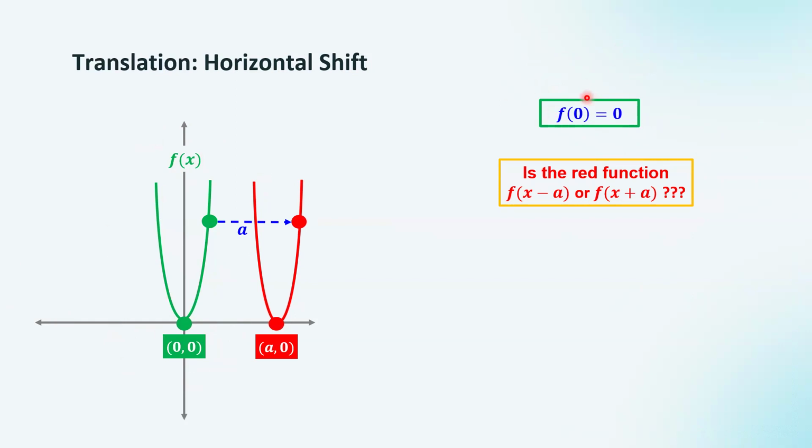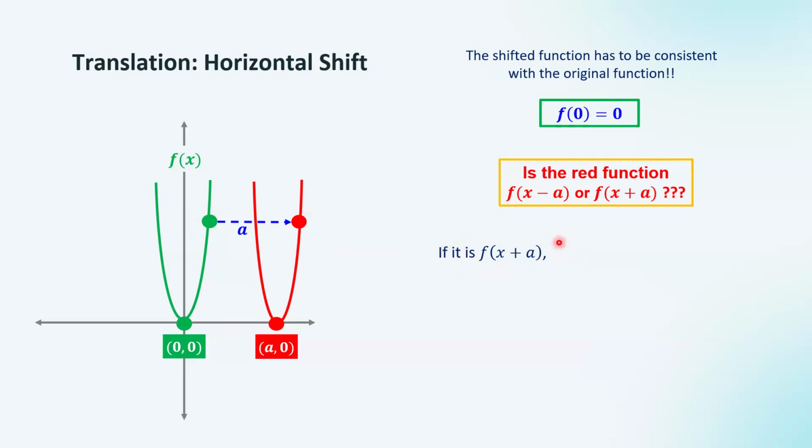Now, we need to remember something. The shifted function, or the transformed function, has to be consistent with the original function, which is the green one, which means that the transformed function will also need to have this: f(0) equals 0. It has to have that, okay? Now, let's assume that the red function is f(x plus a), okay? This one is going to be very logical, right? You move it to the right by a units, so it should be f(x plus a), right?